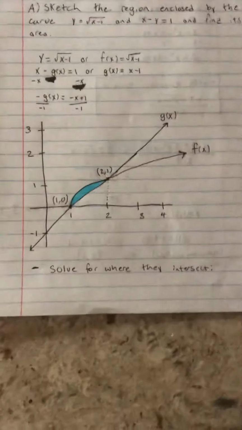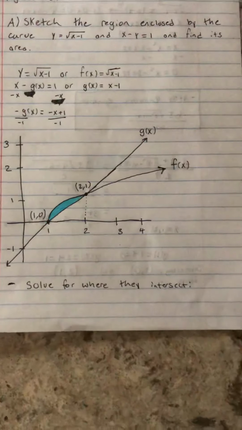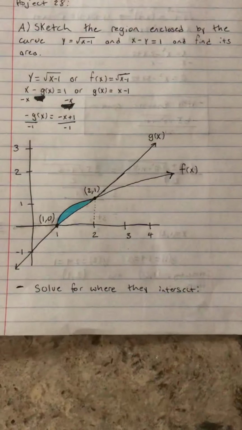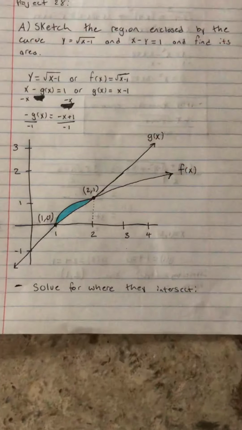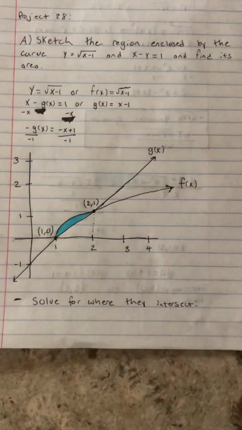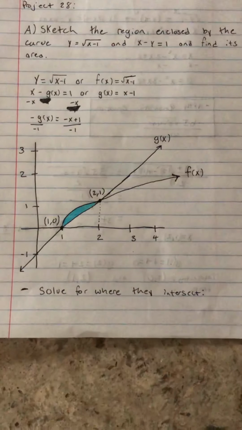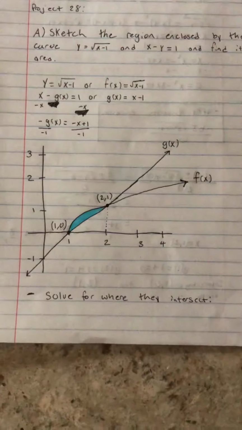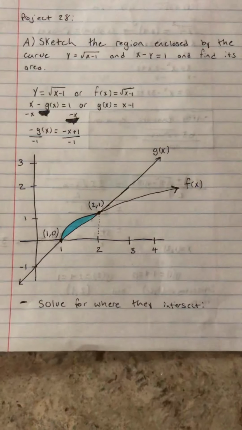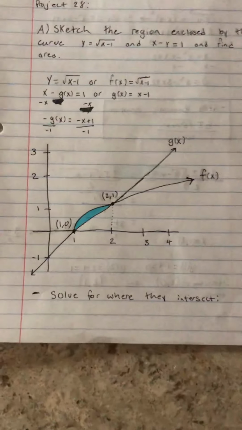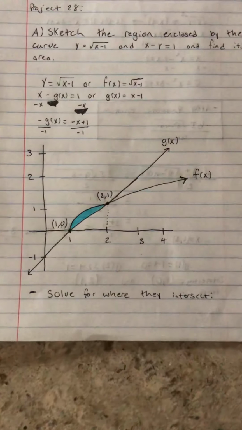And then after that, I sketched the two functions, which you can see here, and then I shaded the area between the two curves. So mathematically, to find this area that I shaded in blue, you have to take the definite integral of both of them and subtract it, or subtract the two definite integrals of each curve.